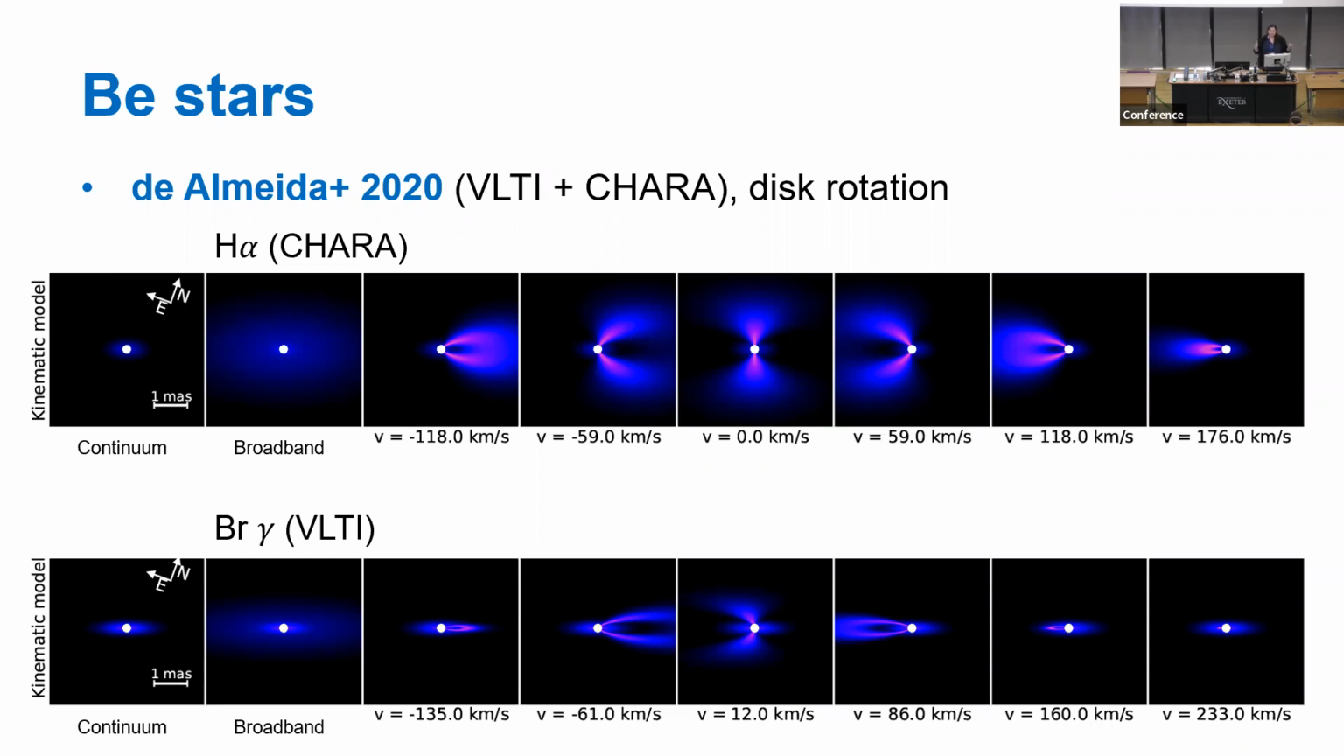Comparing the extent of the disk at different wavelengths is really important. So hopefully we can observe more BE stars in different wavelengths to try to nail down the radiative processes within the disk.